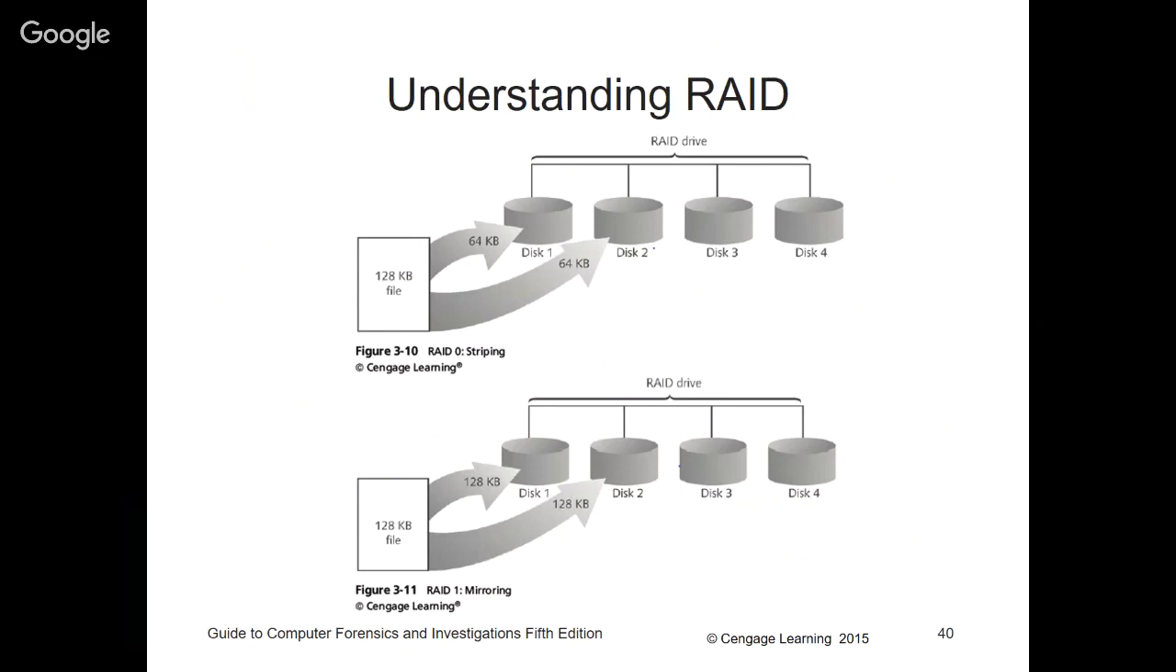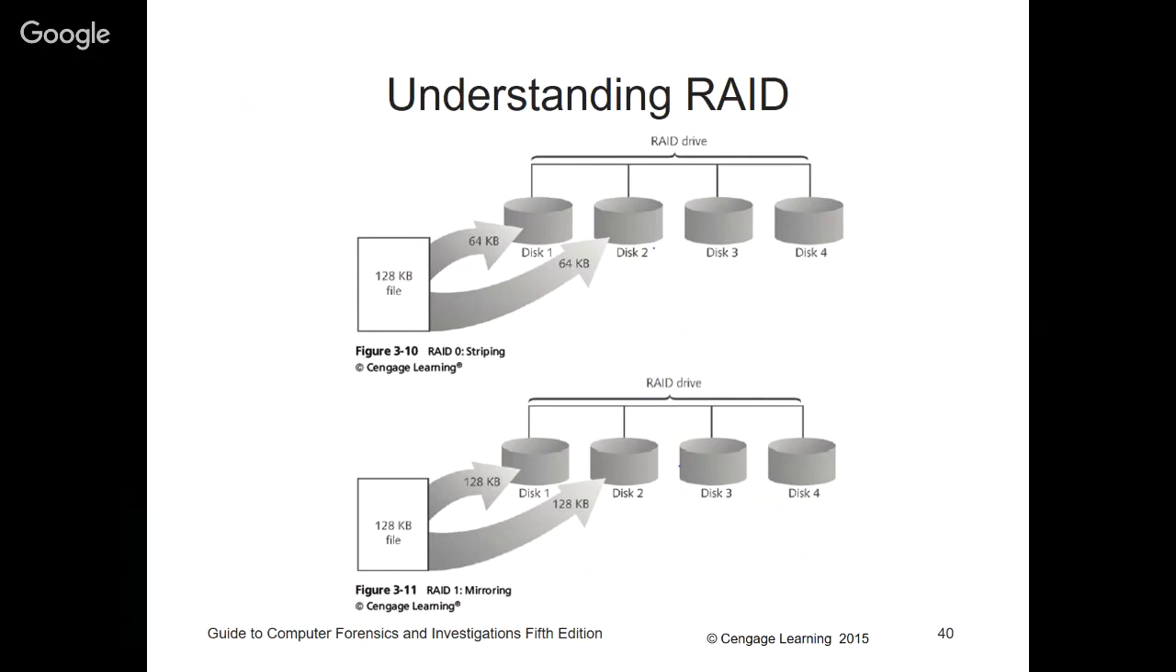RAID 1 is mirroring, where it basically takes that 128K and copies it to both disk 1 and disk 2. So if disk 1 fails, disk 2 has it. If disk 1 fails with RAID 0, then the entire array fails, right? And that's where it gets tricky. This was the first two RAIDs that were ever available. That's why it's 0 and 1, all right?